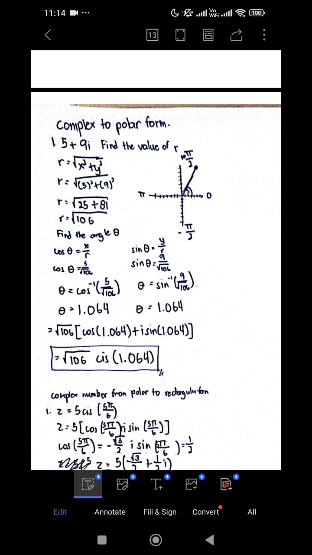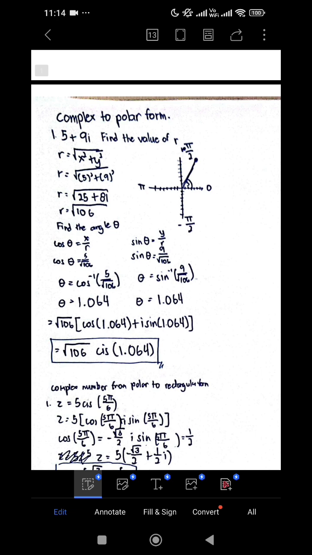Then we will get theta is equal to 1.064. Then to get the other side, sine theta is equal to y over r. Then we substitute the value again, 9 over the square root of 106. Then theta is equal to sine inverse of 9 over the square root of 106. Then the same value will come out, so theta is also equal to 1.064.